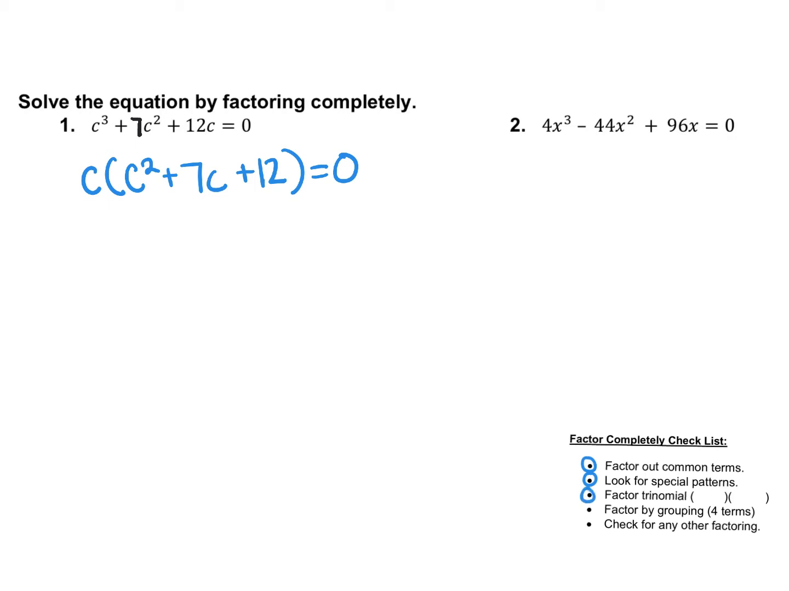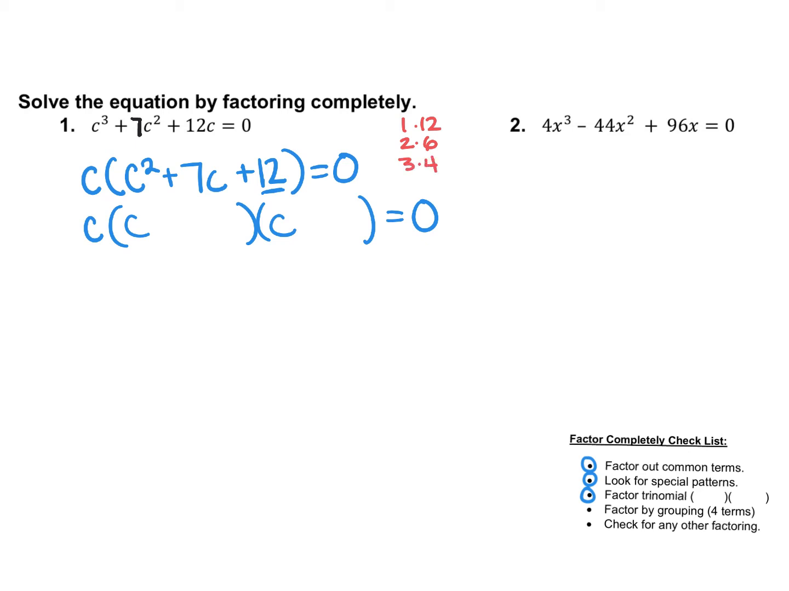Our next thing then, let's factor if it's a trinomial. Remember, a trinomial has 3 terms in it, and so this has 3 terms. And remember, we factor trinomials by making 2 sets of parentheses. So I'm going to have my c, and then I'm going to have those 2 sets of parentheses. All right, so c. And now we're looking for our factors of 12. So factors of 12, we could have 1 times 12, 2 times 6, and 3 times 4.